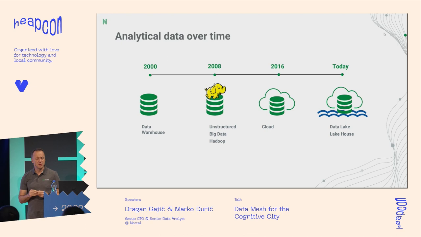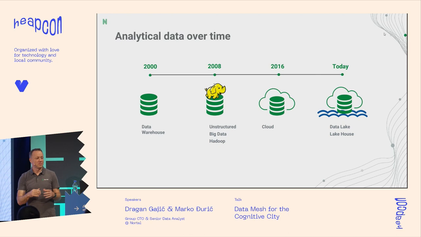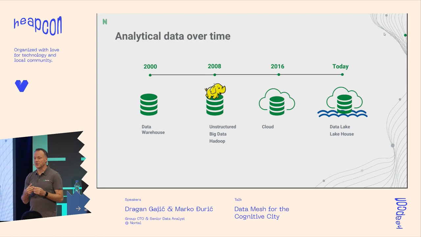Now, if you take a look historically at how analytical data has evolved, well, in the beginning there was a data warehouse, right? Dealing with very structured data, meaning when you do ETL, you know exactly how to transform data. Then, somewhere in 2008, we started to talk about unstructured data, and that's Hadoop. That means just put everything there, and we'll figure out what to do with it later, right?